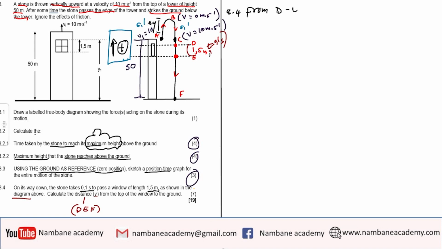And say I am working from D, E. And what am I going to do with DE? I'm going to write the data given. T is equal to 0.1 second. Delta Y, is it given? Yes. 1.5 meters.